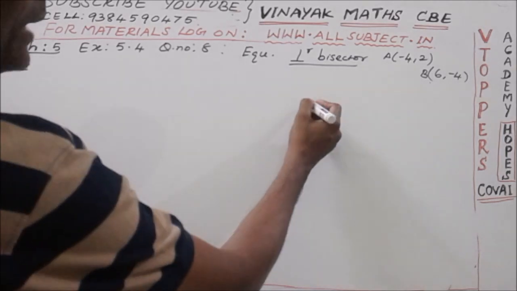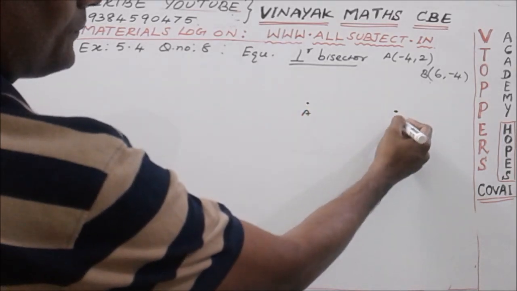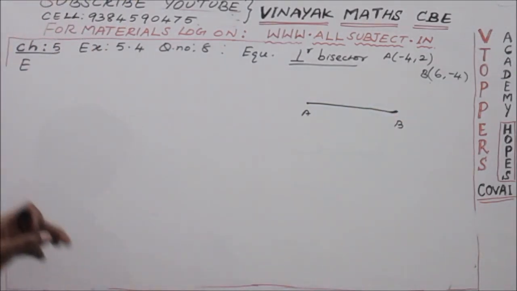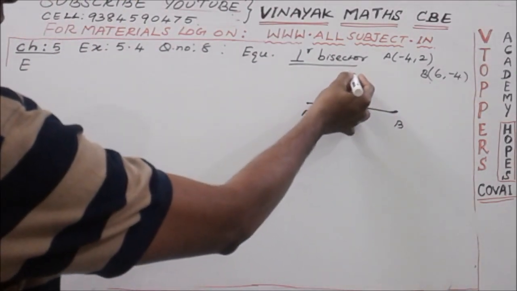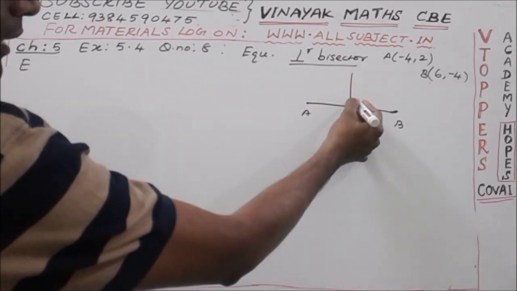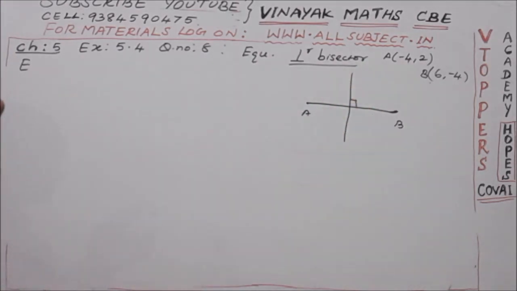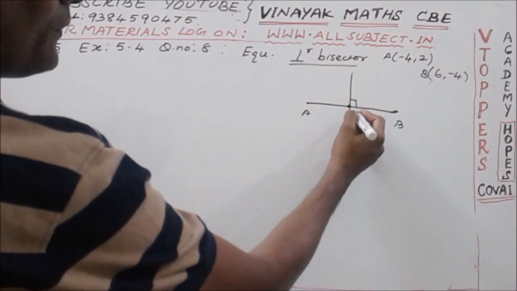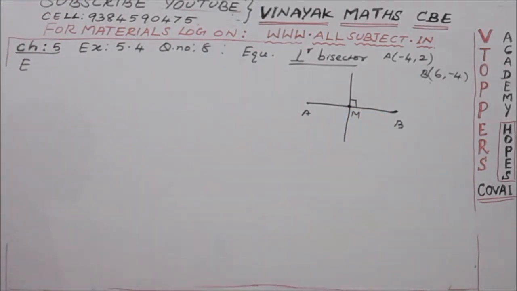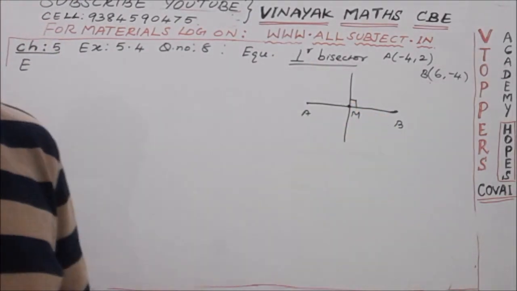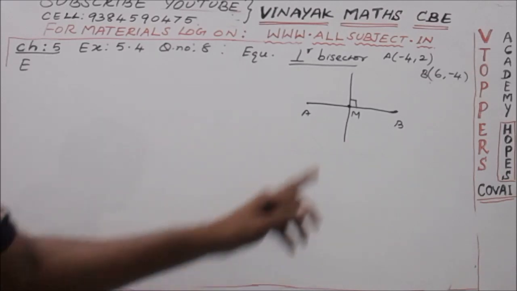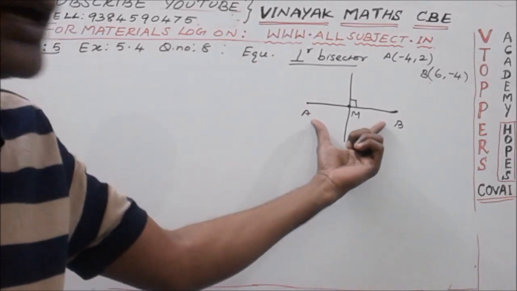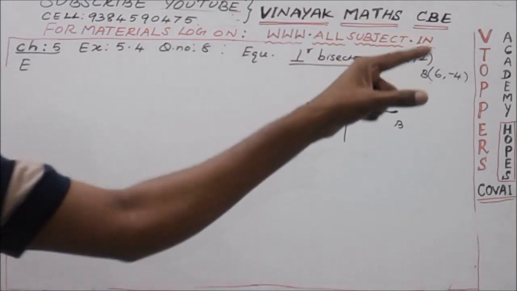For example, let A and B be the points here and there. Joining A and B we have line AB, and the perpendicular bisector means it is perpendicular to the line AB, and bisector means it must pass through the midpoint of AB, which is taken as M. So the equation of the perpendicular bisector is nothing but the line passing through the midpoint of AB and perpendicular to the slope of the line AB.